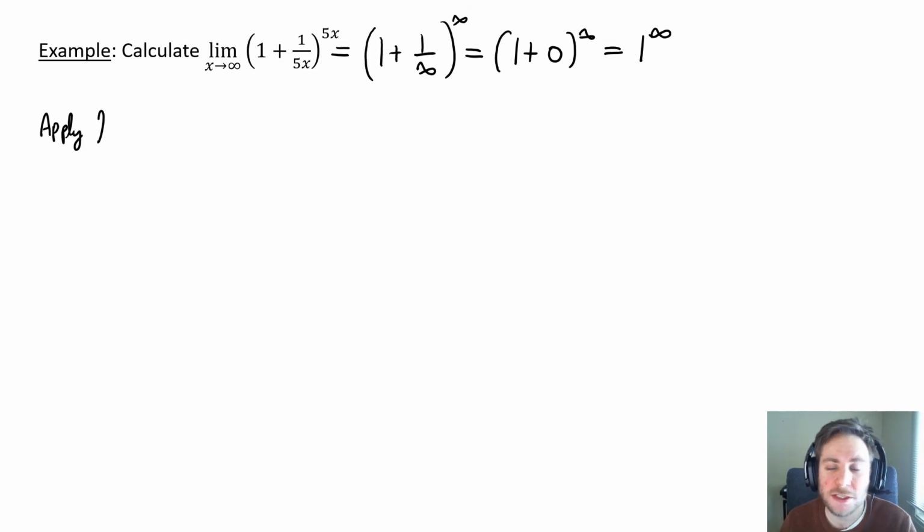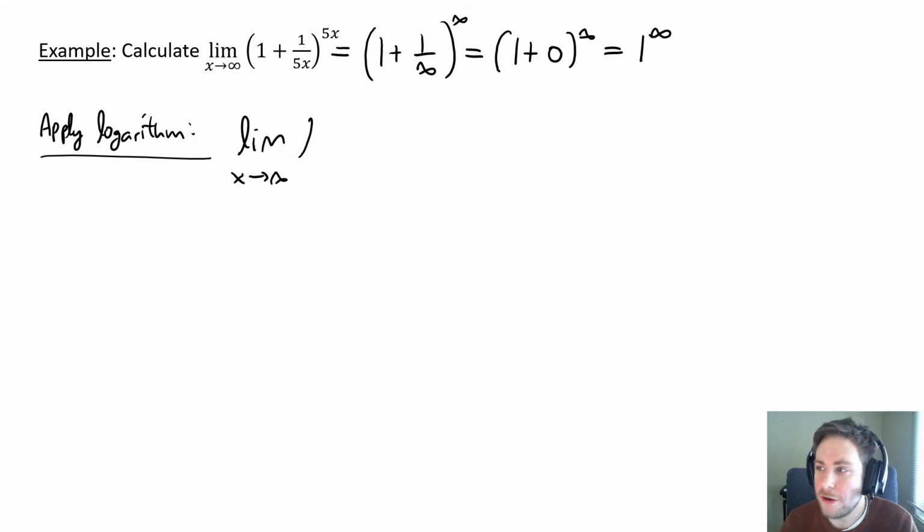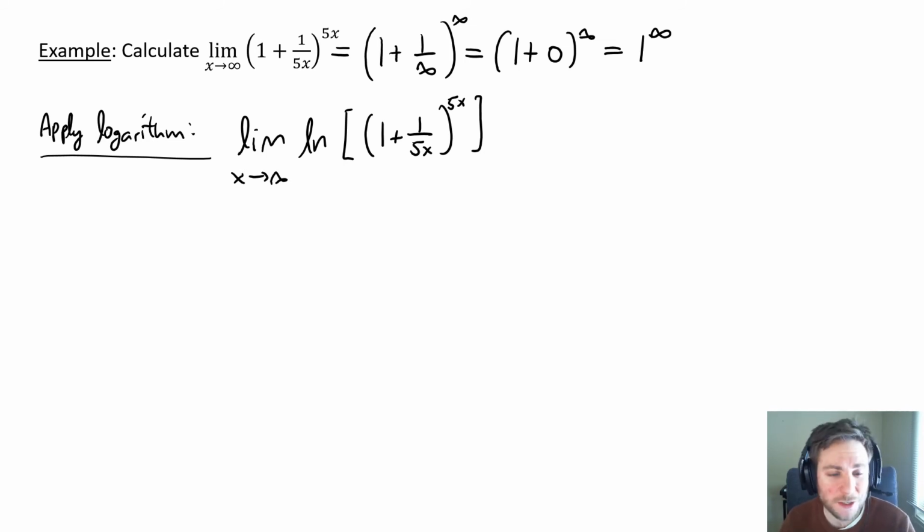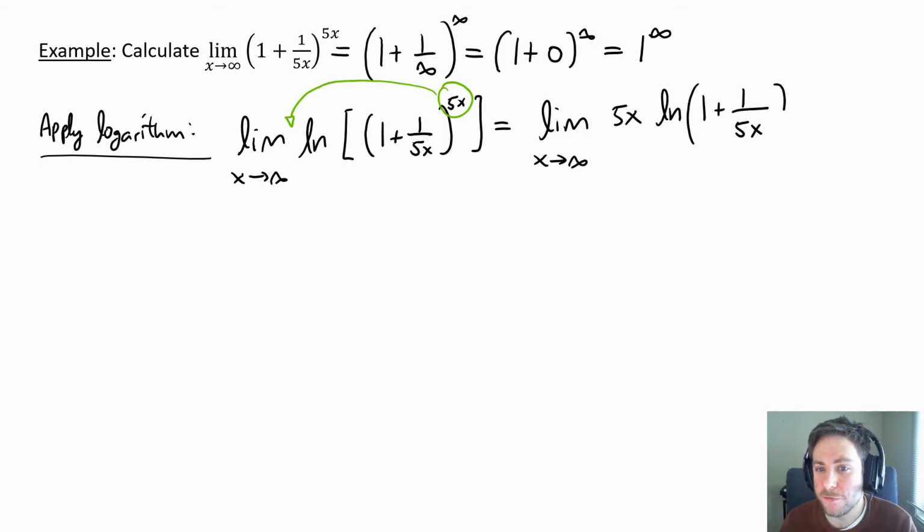That means we should start by applying a logarithm, or at least it's worth trying. So we take the ln of our function with recognition that this does change the value of the limit, but we'll correct that problem later on. After applying our logarithm, we can bring this exponent in front just like before, resulting in a product of functions.